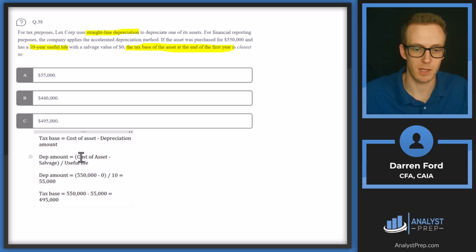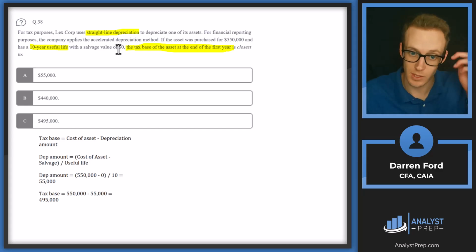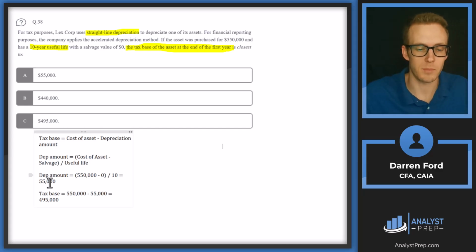So our depreciation amount is going to be the cost of the asset minus salvage over useful life. We've got a salvage value of $0. So our yearly depreciation is $55,000. So at the end of that first year, we'll take our cost minus that first year depreciation, which gives us our tax base of $495,000. Answer C.